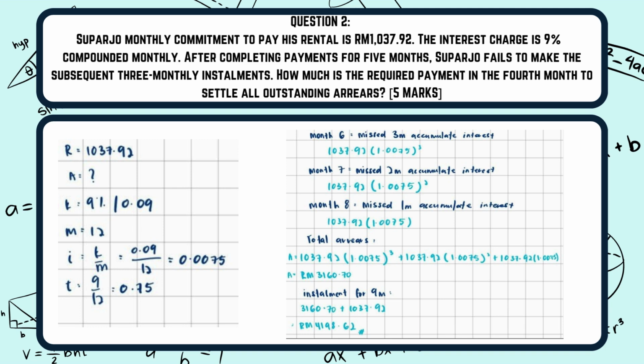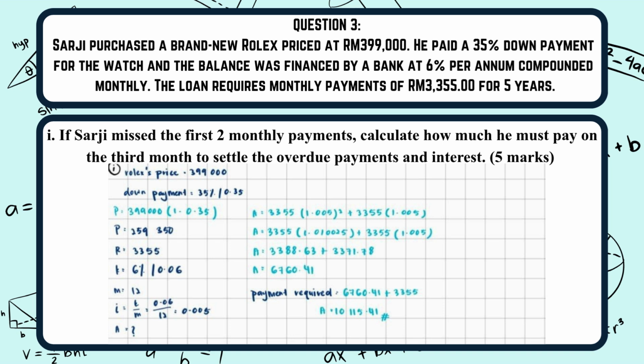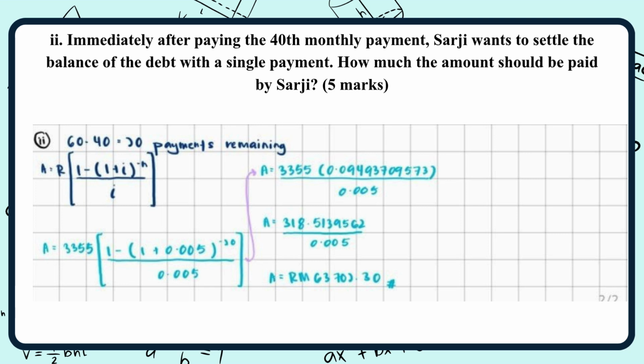So for question 2, you can find the final answer, which is 4,198 ringgit and 62 cents. Answer for question 3, first part, 10,115 ringgit and 41 cents. Final answer for the second part of question 3 is 63,702 ringgit and 30 cents.